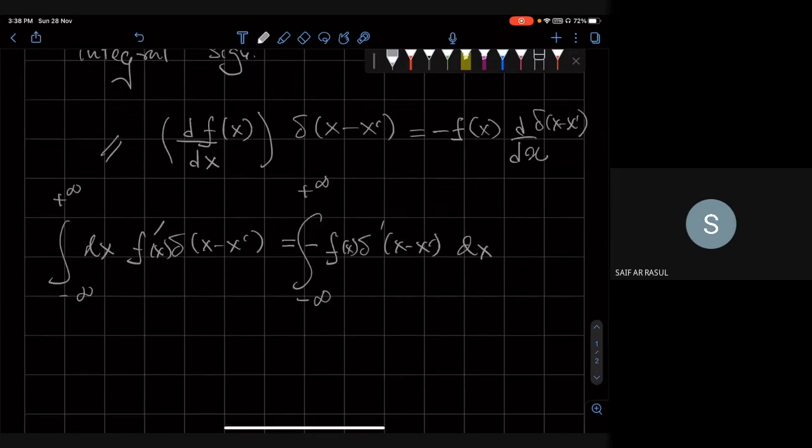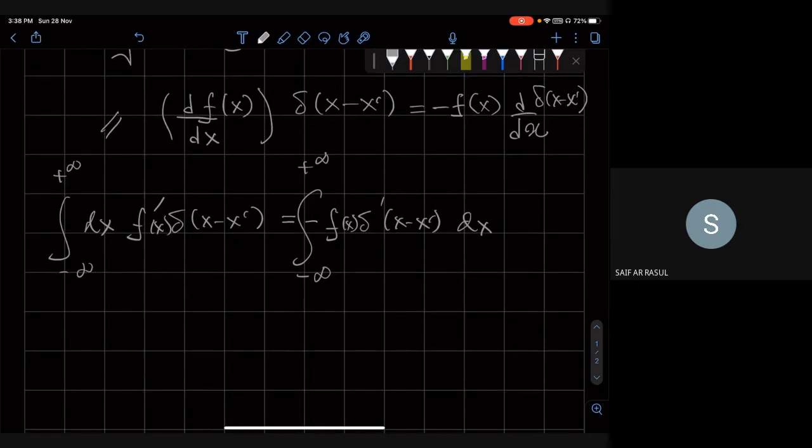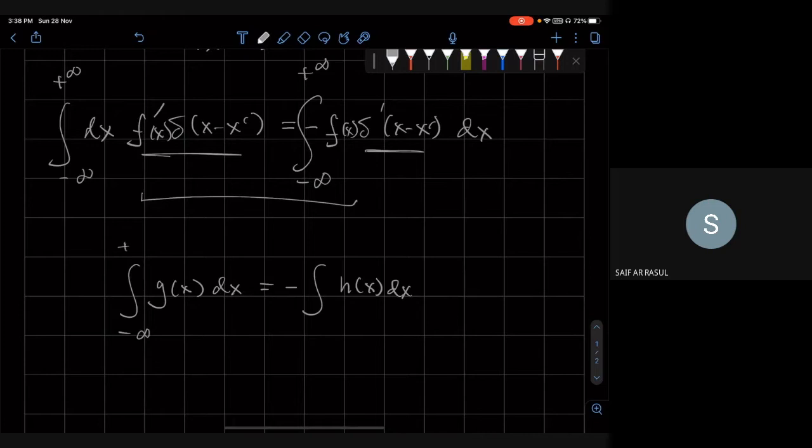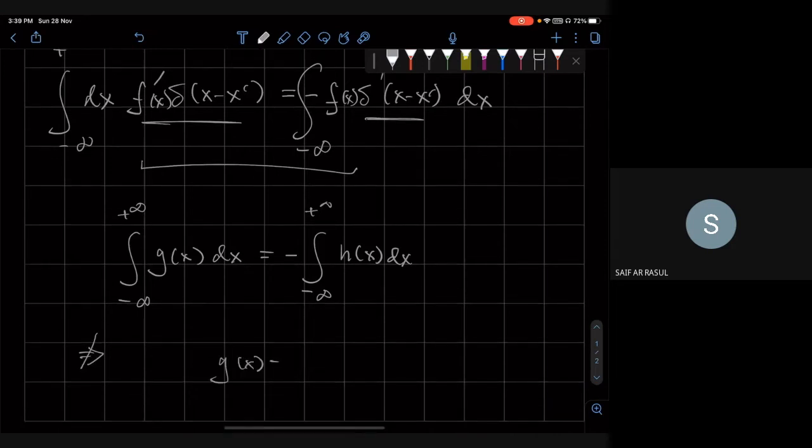So what Saif was saying is that, yesterday he argued that if this is the case in general, it does not mean that the integrands are equal to each other, right? So if you have, for example, some function g of x, and you integrate it, and it's equal to minus another function, say h of x, dx, and your limits are minus infinity to plus infinity, this does not imply in general that g of x is equal to h of x, right? This is not true.